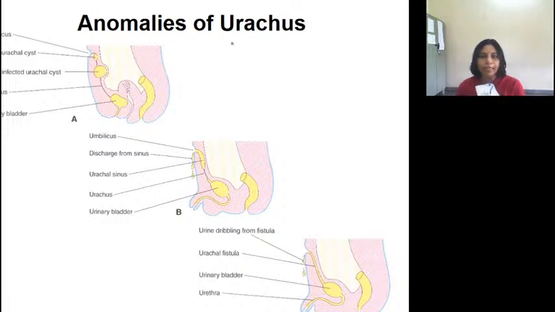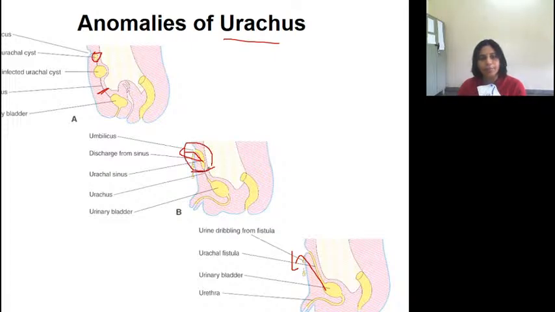So if there is any failure of obliteration of the urachus, this leads to a small cyst in the urachus. Sometimes it may be large, but it will lose its communication with the bladder. Sometimes it may form a fistula, so it completely communicates with the bladder like this. You see the fistula, it is called the urinary fistula, through which urine passes, and you see the urine dribbling from the umbilicus here, or sometimes you may see only a sinus here.